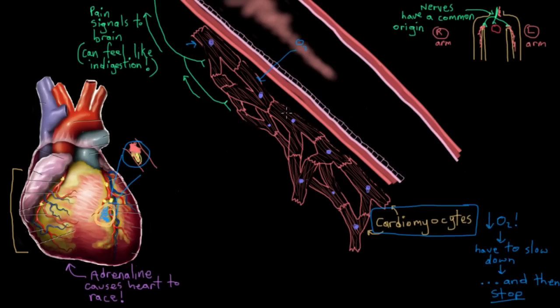And when our cardiomyocytes start to rupture, they start to leak proteins that only heart muscle cells contain. They start to leak these proteins into the bloodstream. These proteins are called troponins. Troponins are a type of structural protein that you only find in heart muscle cells. And so keep that in mind because that'll become important later on when we talk about diagnosing heart attacks.